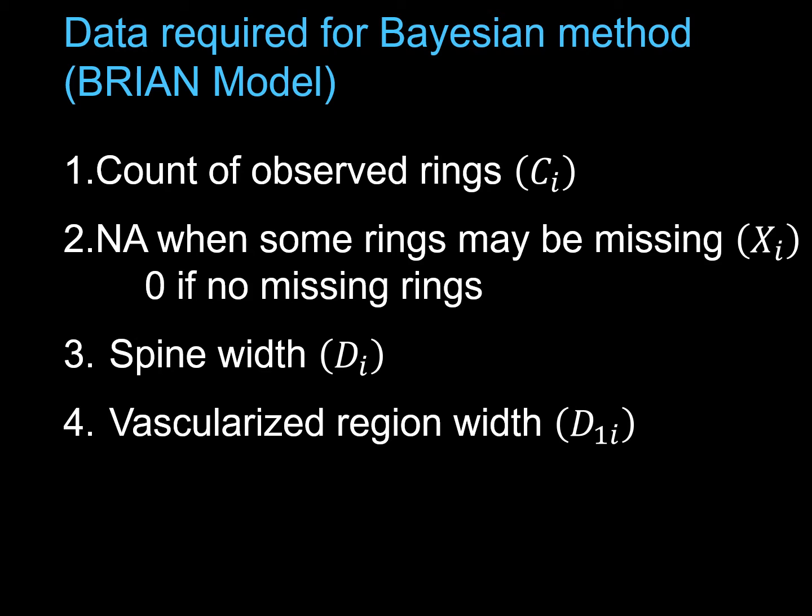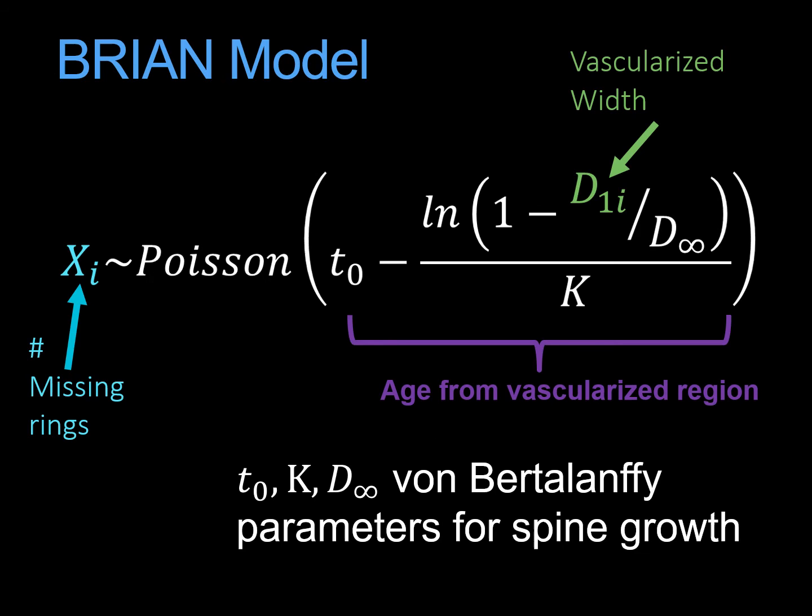The data required for the Bryan model includes count of observed rings, C sub i, and if rings are missing or not, X sub i. It's going to be NA if some rings could be missing, or 0 if no missing rings. Spine width, D sub i, along with vascularized region width, D1 sub i. And in the Bryan model, your missing rings, X sub i, is distributed Poisson, given by this equation, which represents the age from the vascularized region, where your t0, K, and D infinity are the von Bertalanffy parameters for spine growth.